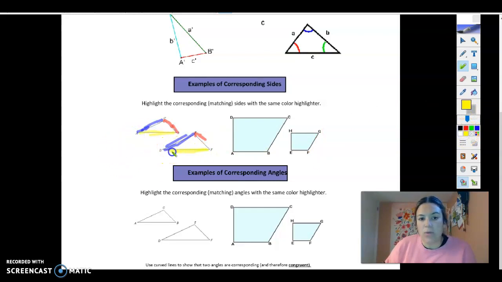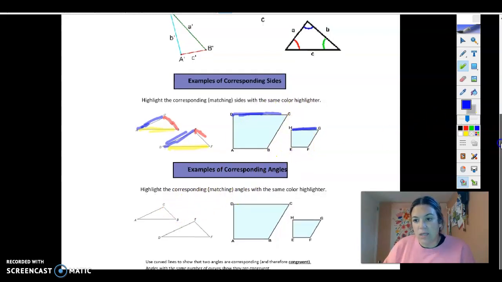Corresponding does not mean congruent, especially if the figures are similar, then they're obviously not equal to each other. This one's a little bit more obvious. So this is corresponding. This side corresponds to HG. That does not mean they're equal. Look how much bigger that one is. But they're in the same spot on the other figure.